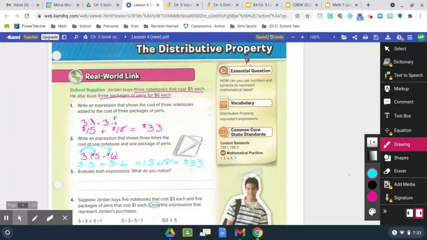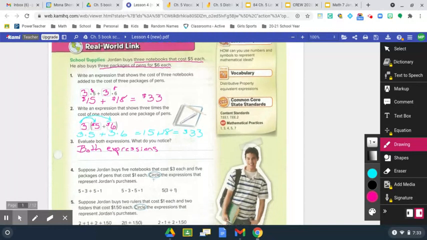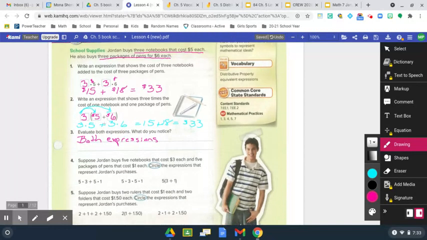So what do you notice? Well, you notice that both expressions are the same value.